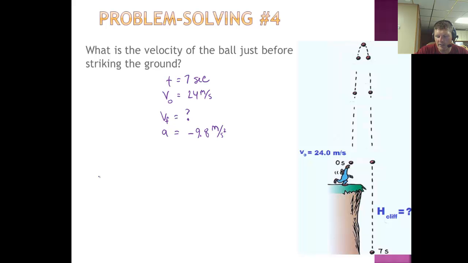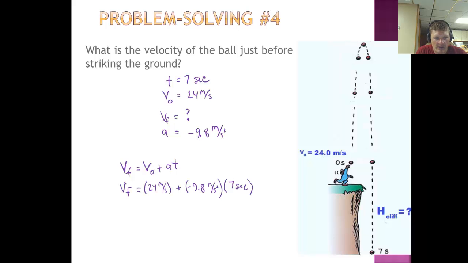If you take a look at your list of kinematics equations, there's a very simple equation that has this information in it. Here is that equation, that nice simple linear function. And because we're trying to solve for final velocity, all you really have to do is plug in the numbers. And you should get a final answer of v sub f equals negative 45 meters per second.